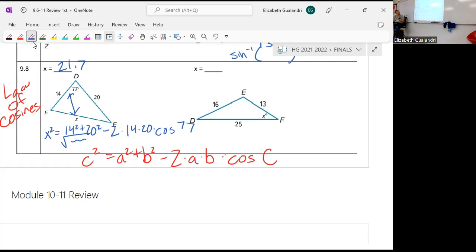So if I look at this other one, the variable is the angle. So again, the angle and side opposite pair that you're given is what's going to be your C's according to this diagram, right?